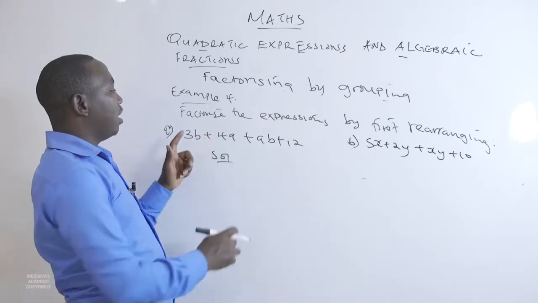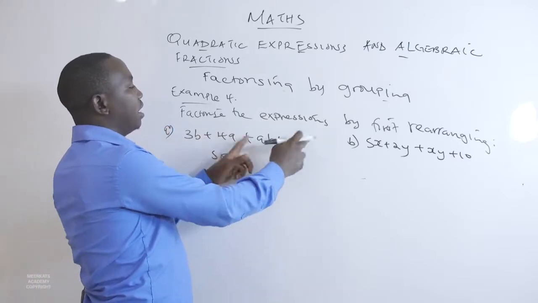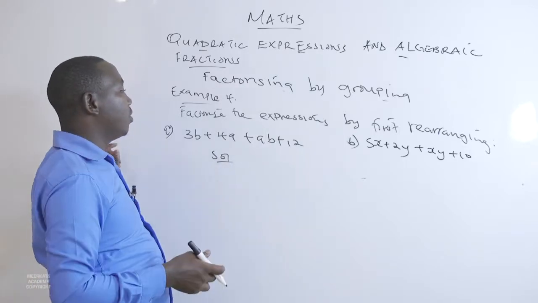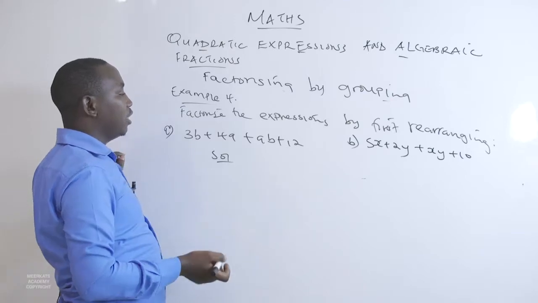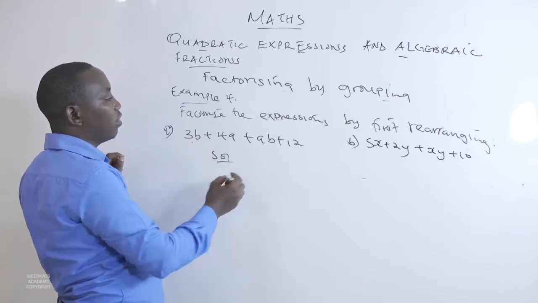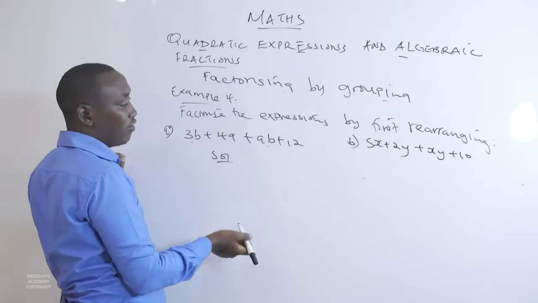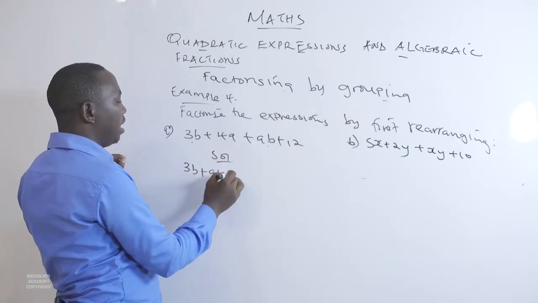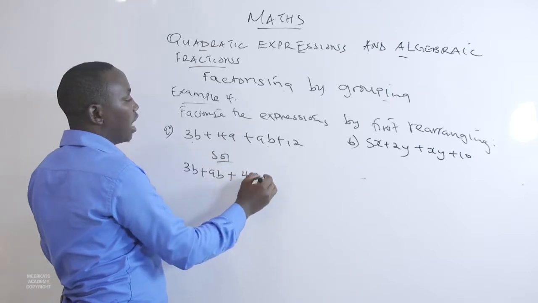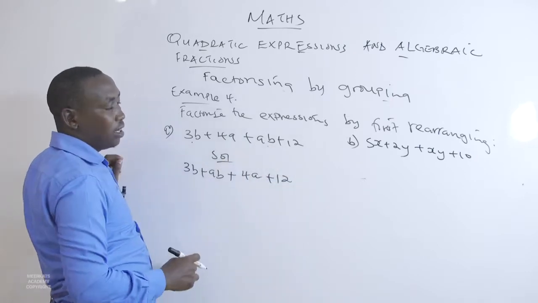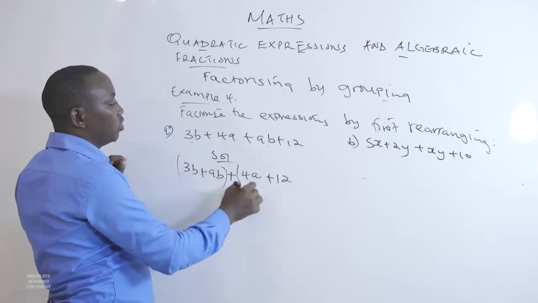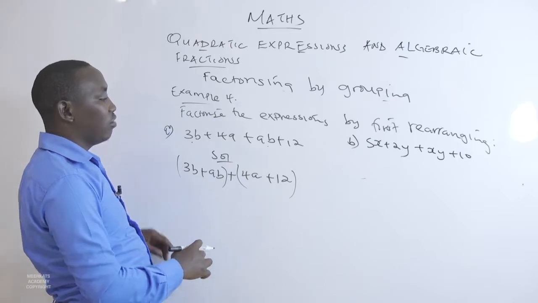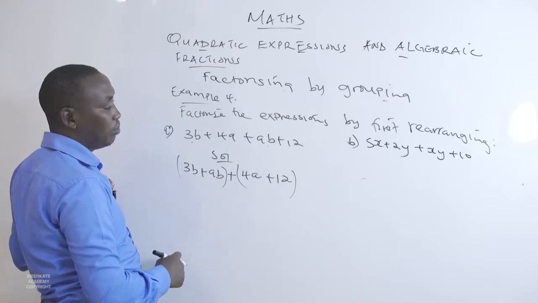As you can see, if you pair this and this, then there shall be no common factor. So we need to do the rearrangement. In the rearrangement, this can go with that, or it can go with 12. So we can pick it to go with AB. So 3B plus AB plus now the remaining, which is 4A plus 12. Then we pair them into pairs of 2 each before finally factorizing each of them independently.